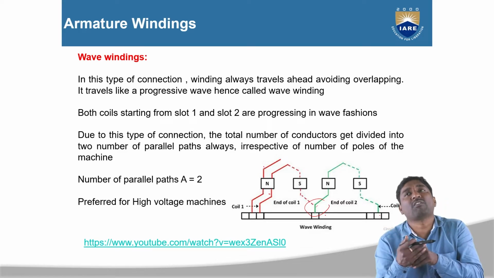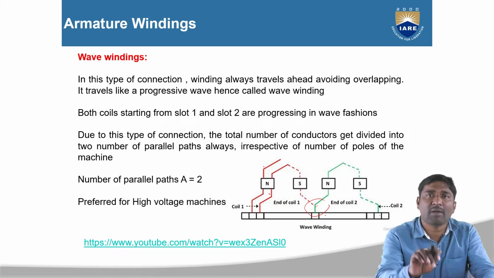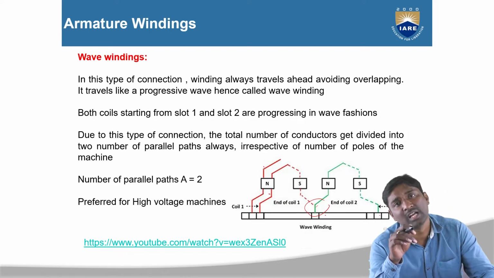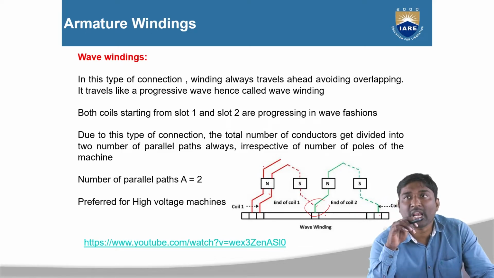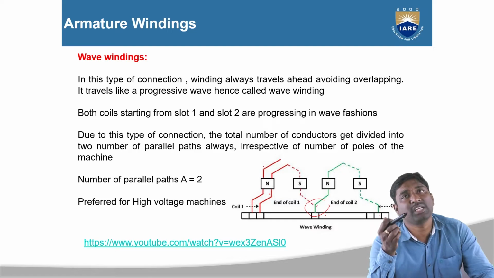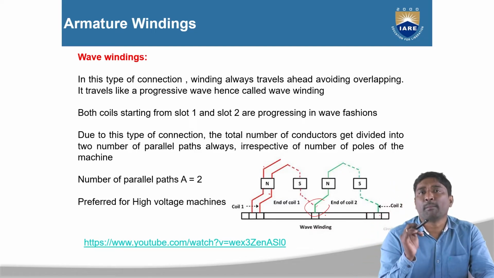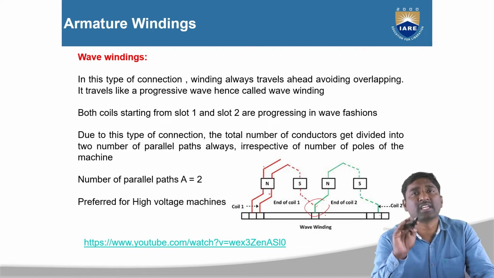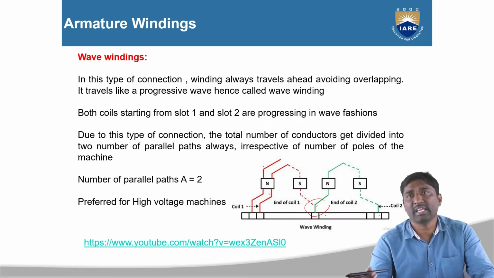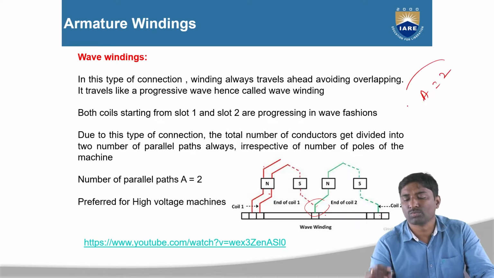So irrespective of the number of poles of the machine. But in case of the lap winding, that will depend on the number of poles. But in case of the wave winding, irrespective of the number of poles of the machine, the number of parallel paths will be always 2. That is, the number of parallel paths A is equal to 2.